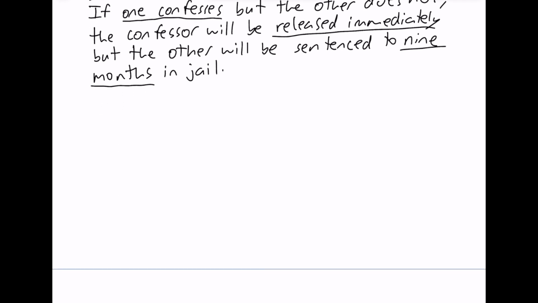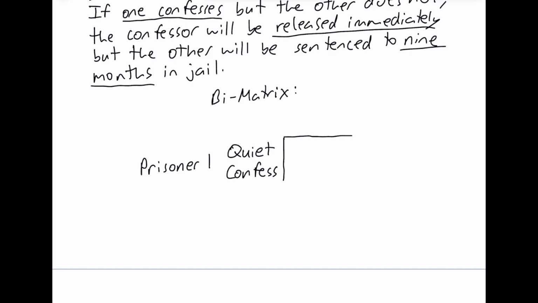Now we're going to show this game in what's called a bimatrix. And the bimatrix of the game looks like this. On the left side, we put prisoner 1. Prisoner 1 has two options. Either they can stay quiet or they can confess. On the top, we're going to put prisoner 2. Prisoner 2 has the same options. Either they can stay quiet or they can confess.